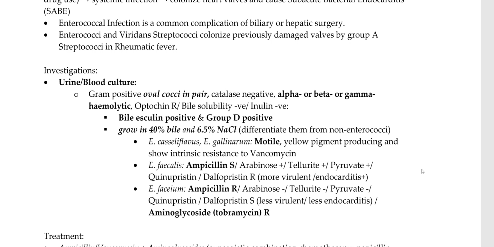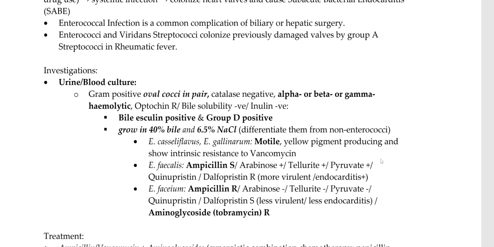Any biochemical test? Yes, arabinose fermentation, tellurite test positive, and pyruvate test positive. These are the tests which are positive in Enterococcus faecalis, while all three are negative in case of Enterococcus faecium. But Enterococcus faecalis somehow causes more virulent diseases like endocarditis, while faecium is less virulent and causes less severe diseases. So this differentiation is important in case of Enterococcus because it impacts your treatment option. Not all biochemical reactions are important to learn, but the ones which help in speciation, which may impact clinical management, are worth learning and focusing on.